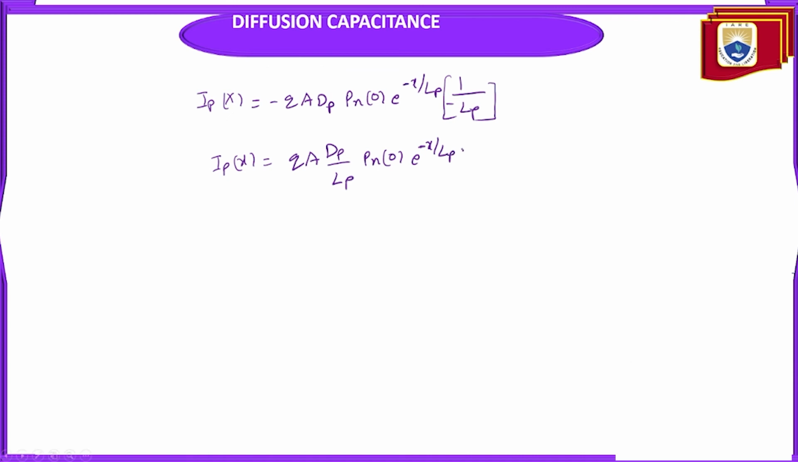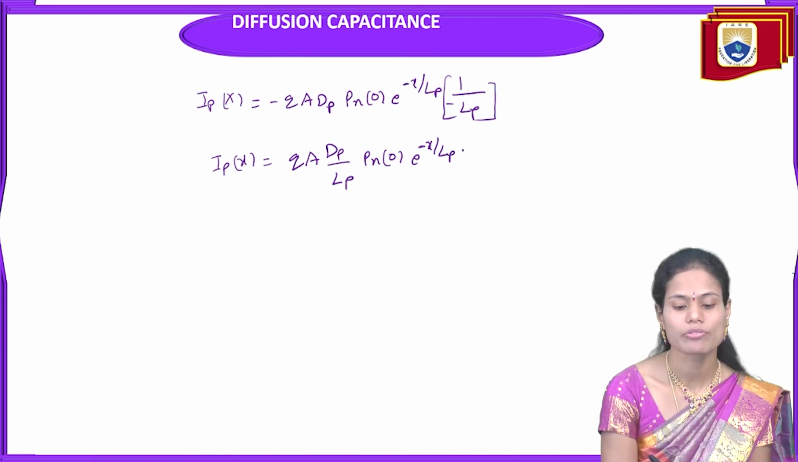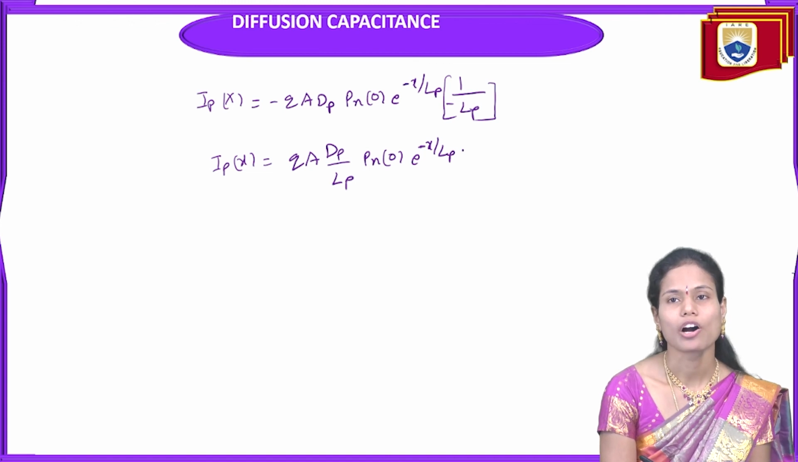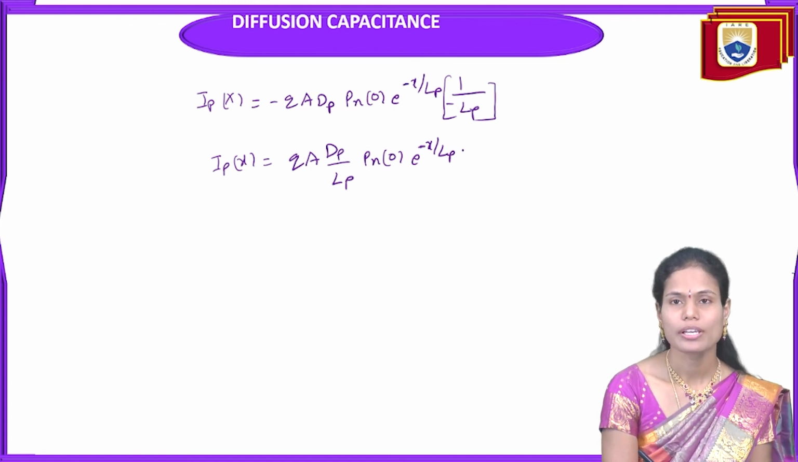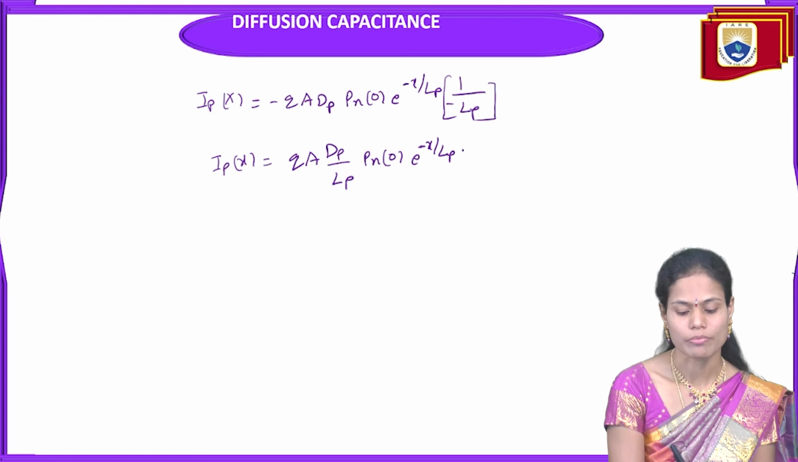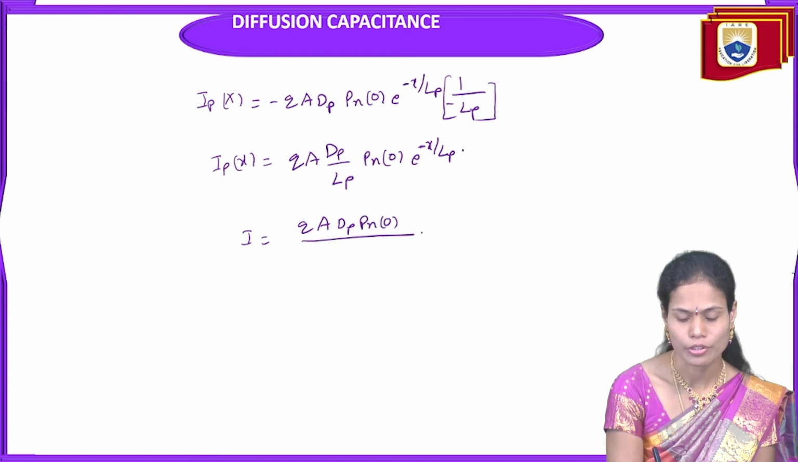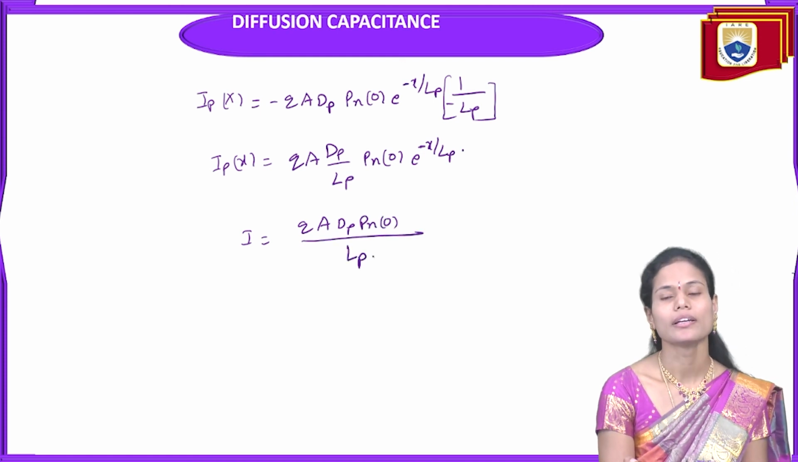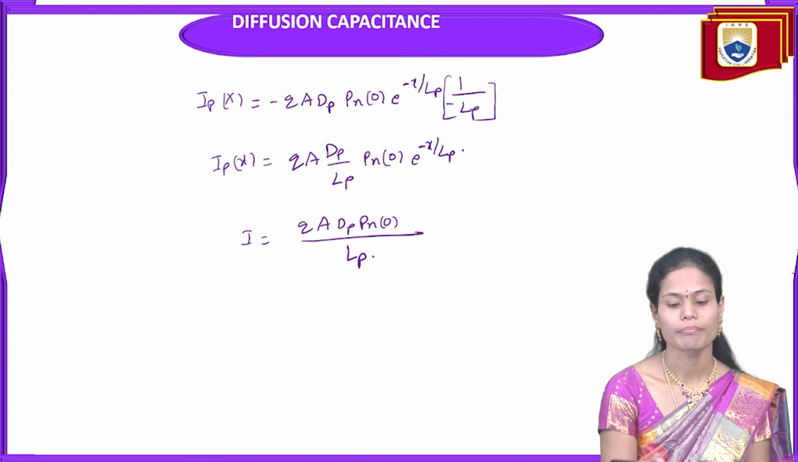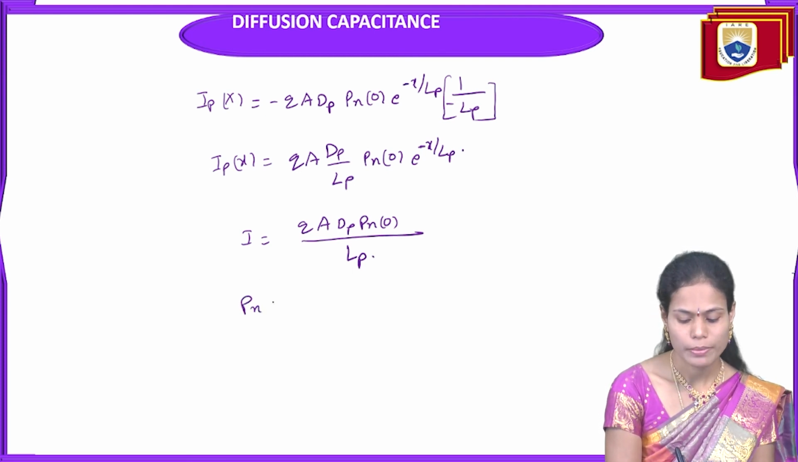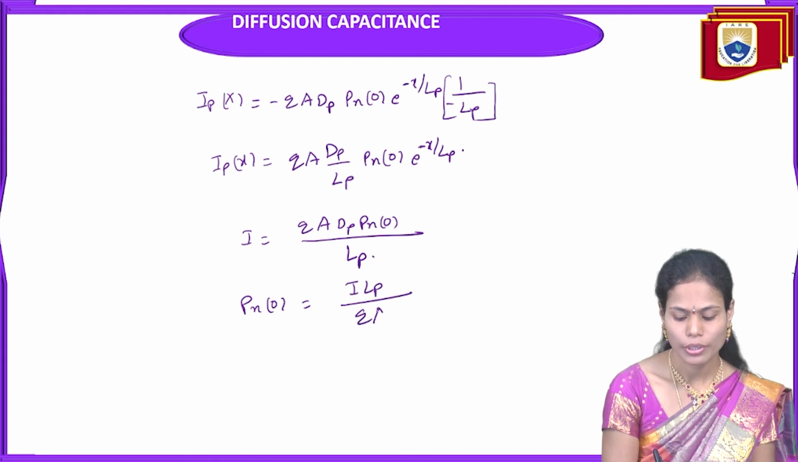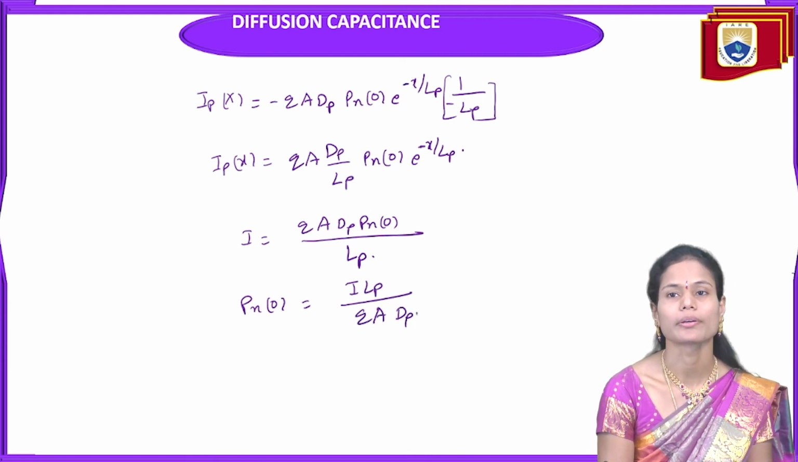So at x equal to 0, the Ip of x value is equal to almost I, using x equal to 0 in the above equation. So I becomes QA Dp Pn of 0 by Lp. Okay, so from this Pn of 0 I can write as I into Lp by QA into Dp.